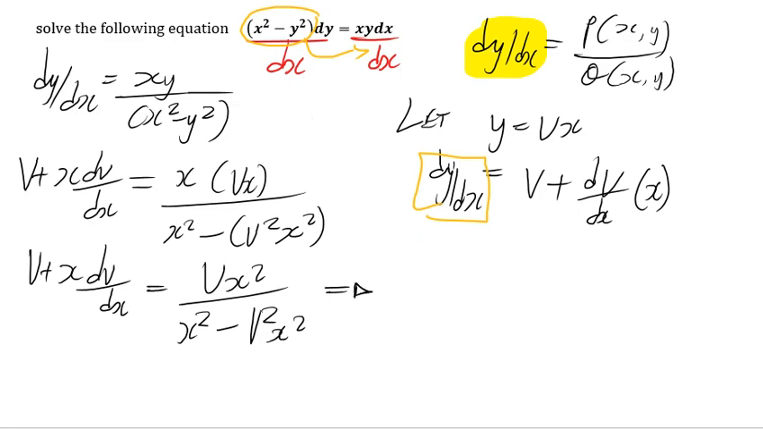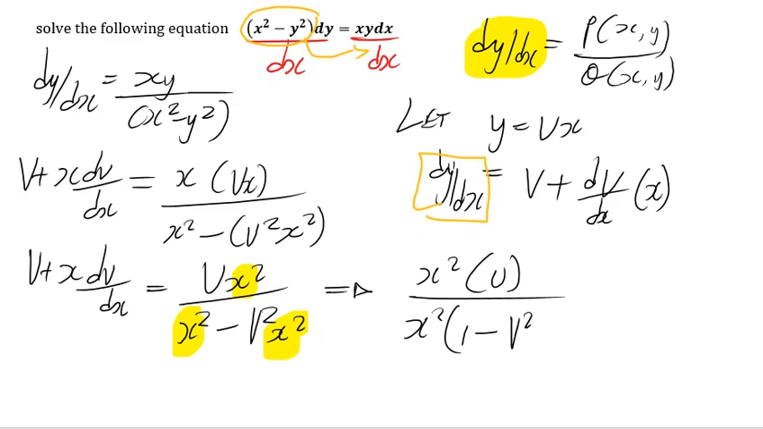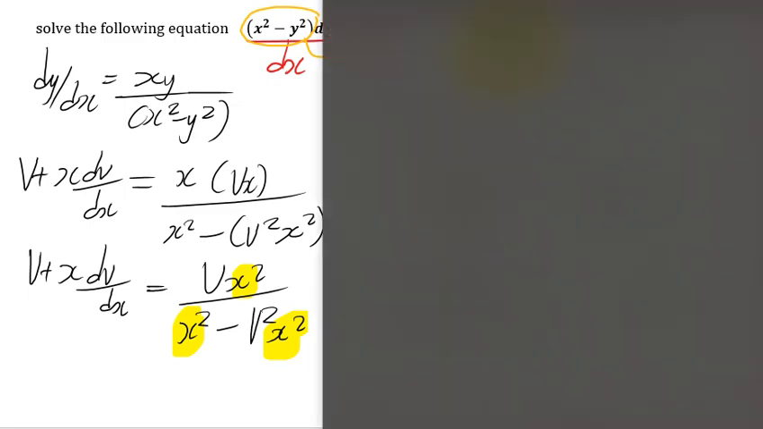Then on this equation, you're going to take out the common factor. Your common factor is x squared. So we're going to say x squared into v, divided by x squared, open bracket, 1 minus v squared. Then as you can see, everything is going to cancel. The x squared is going to go away. You're going to be left with v over 1 minus v squared.